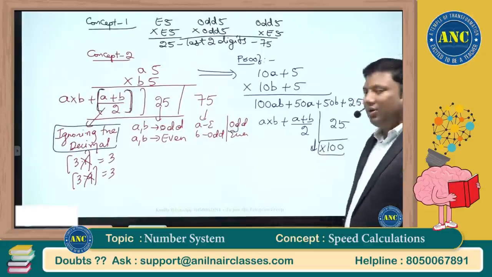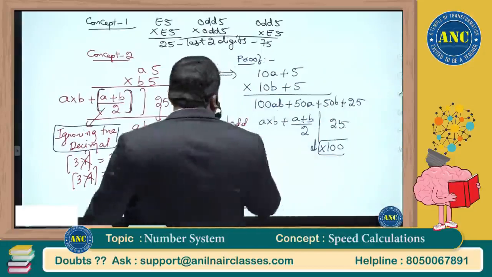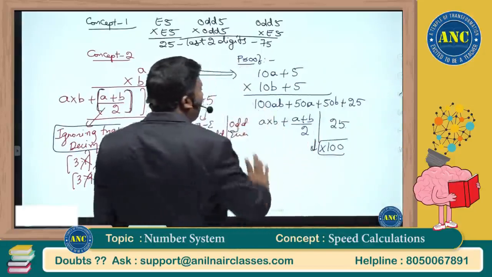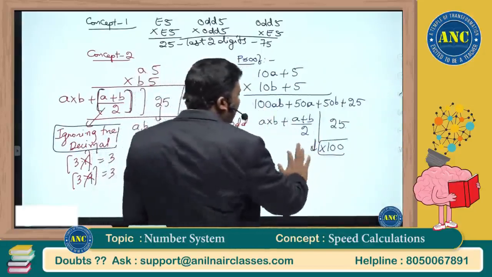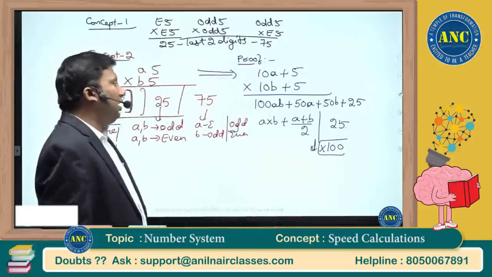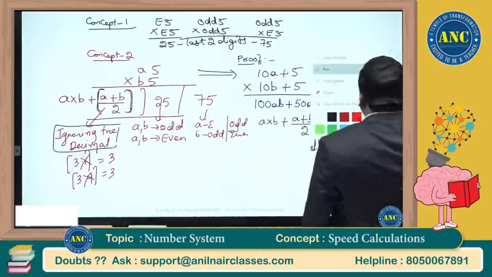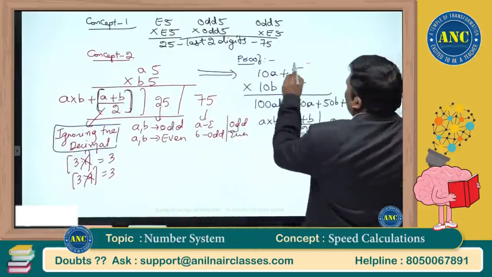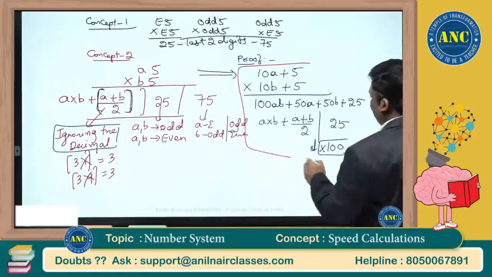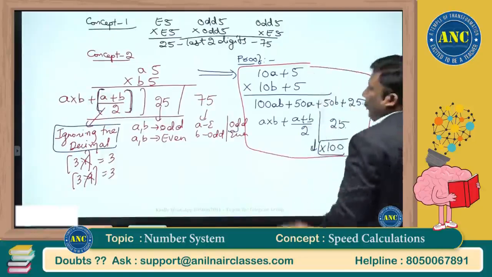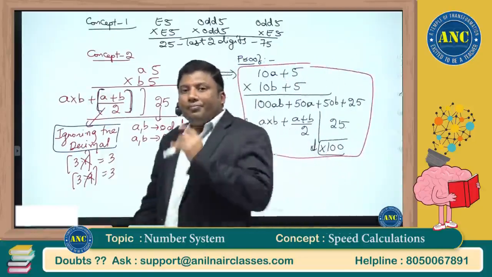I hope you are all there with me. So this is a into b into 100, 100ab, plus (a plus b) by 2 into 100, which is 50 into (a plus b), plus 25. If one is odd and another is even, a carry will happen. I hope the proof is also clear to you. A simple way of doing this proof follows.